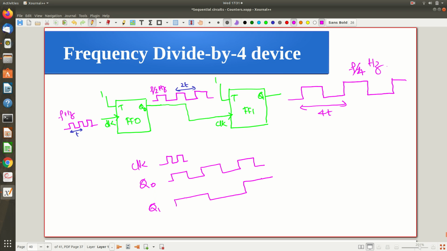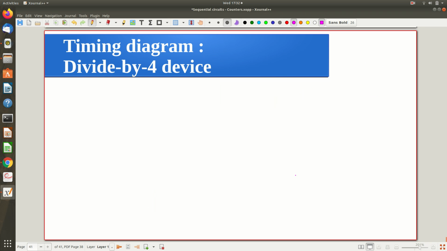Okay, so if that is the case, if this is a frequency f hertz, this will be a frequency f by 2 hertz, and this will be a frequency f by 4 hertz. Let's verify this in the next page.